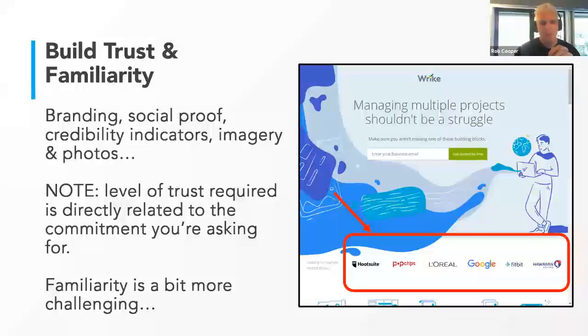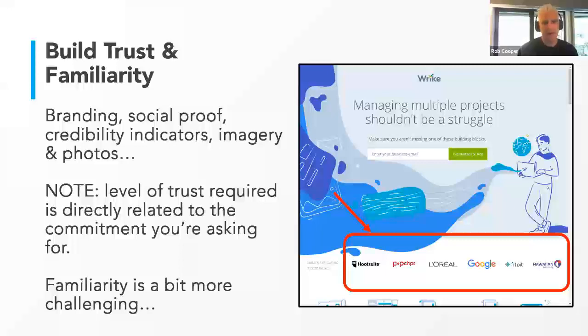And familiarity is really important. It's a bit more challenging. I mean, familiarity comes through repetition. So that's going to come through your overall advertising strategy. And that's where it's interesting too. If you have a significant ask for someone, if you want them to commit to something larger, you need to build that level of trust first.